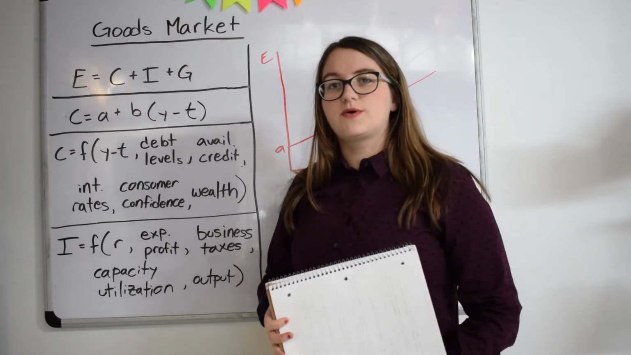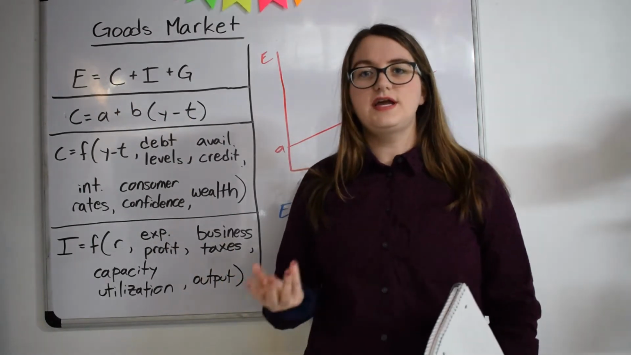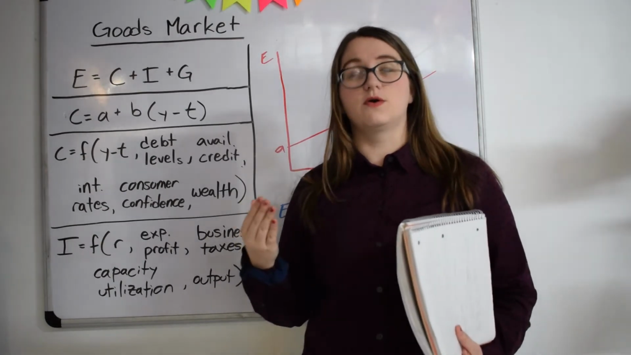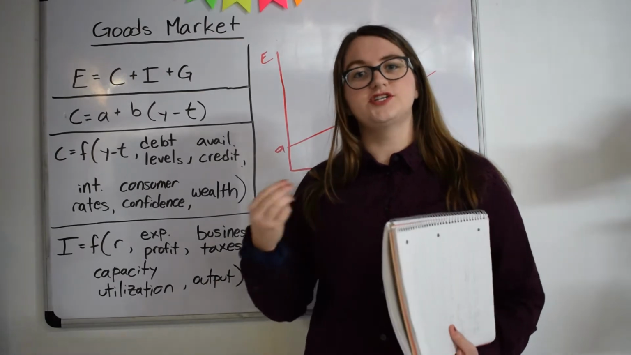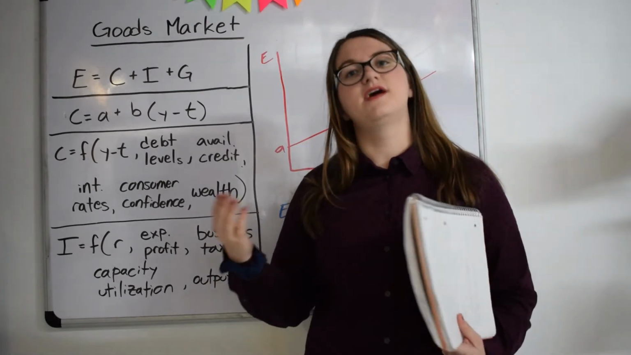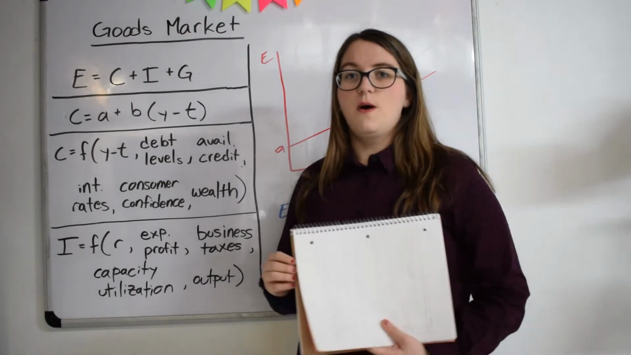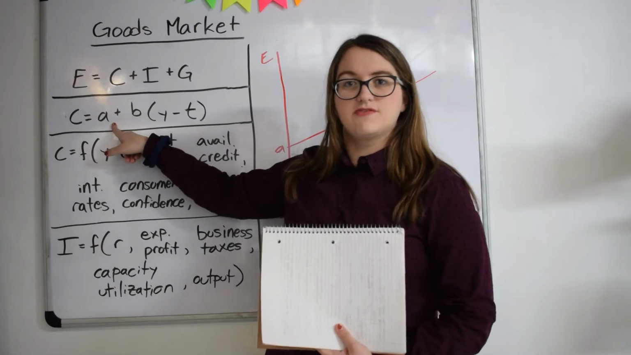The first part we're going to talk about is consumption. Before, our consumption equaled our disposable income. So C equals Y minus T. Consumption equals GDP/income minus your taxes. Now we need to take into consideration autonomous consumption, which is the A right here.